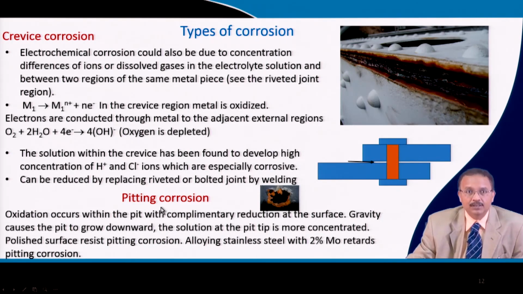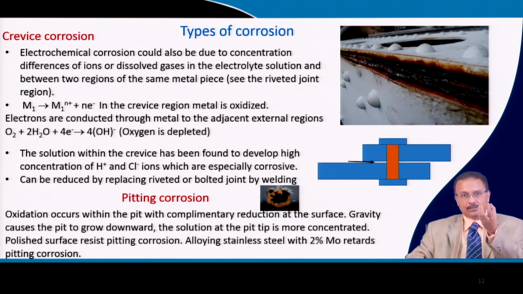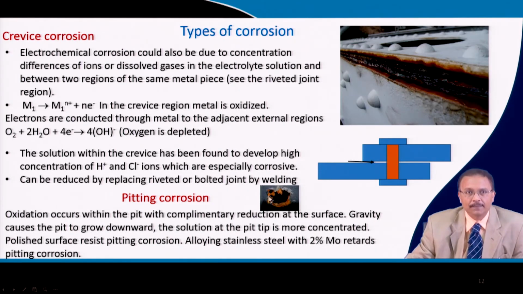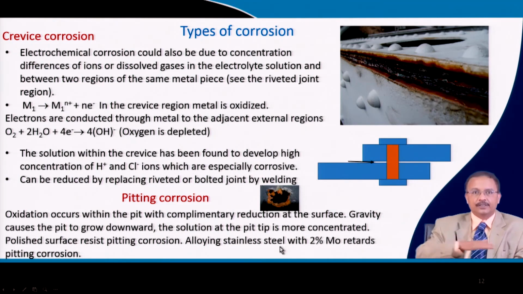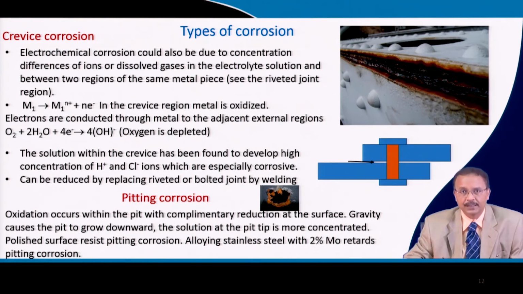Another typical corrosion is the pitting corrosion. Here oxidation occurs within the pit with a complementary reduction at the surface. Gravity causes the pit to grow downwards. So, this is a small hole type of thing. The solution at the pit tip is more concentrated, and usually a polished surface can resist the pitting corrosion, and stainless steel with say 2% molybdenum also gets rid of pitting corrosion of this type.